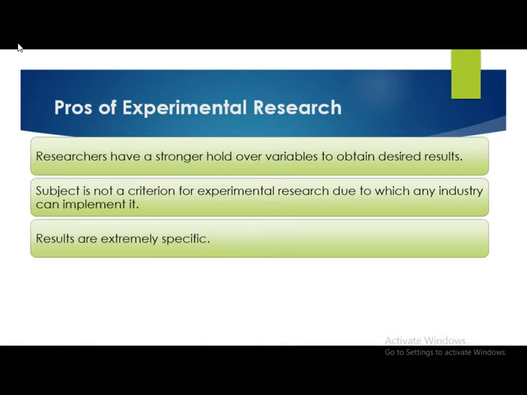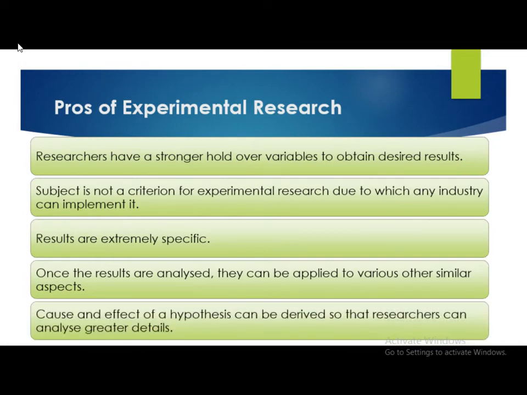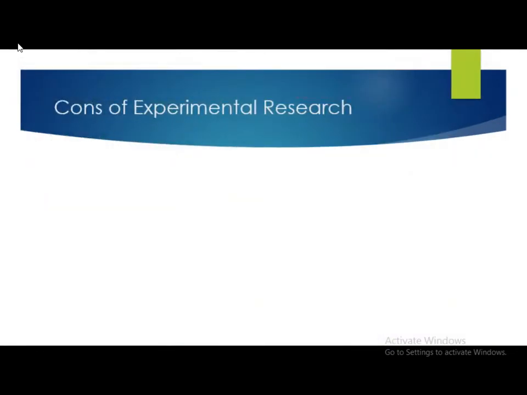Results are extremely specific. Once the results are analyzed, they can be applied to various or similar types of aspects. Cause and effect of a hypothesis can be derived so that the researcher can analyze greater details. These are various advantages of experimental research. Now we will see the cons, that is, the disadvantages of experimental research.